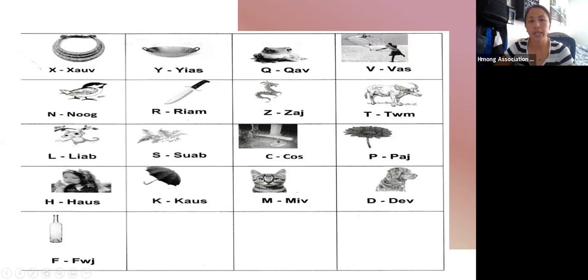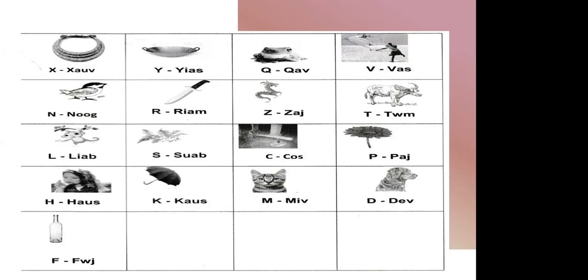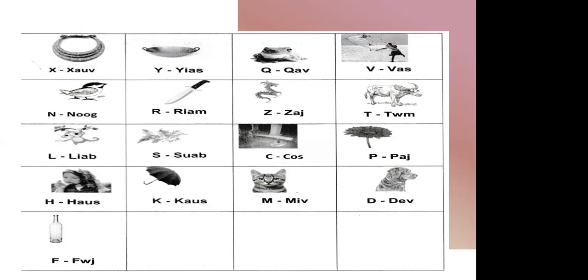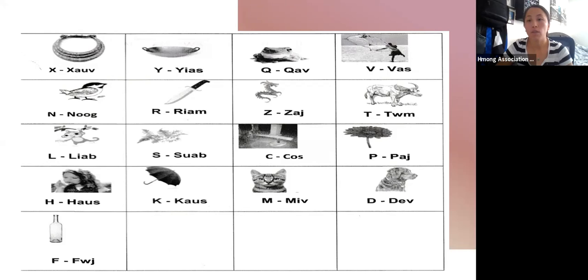So X we say so. Y is yo, yeah. Yo, yeah. Q is go, ga. Go, ga. V is vo, va. Vo, va.